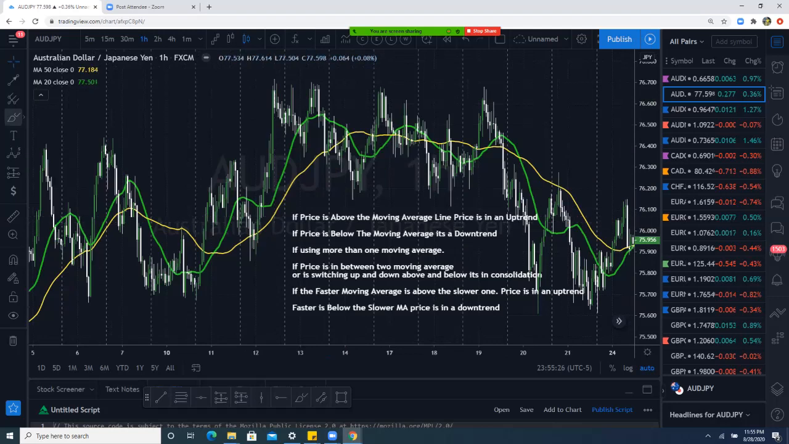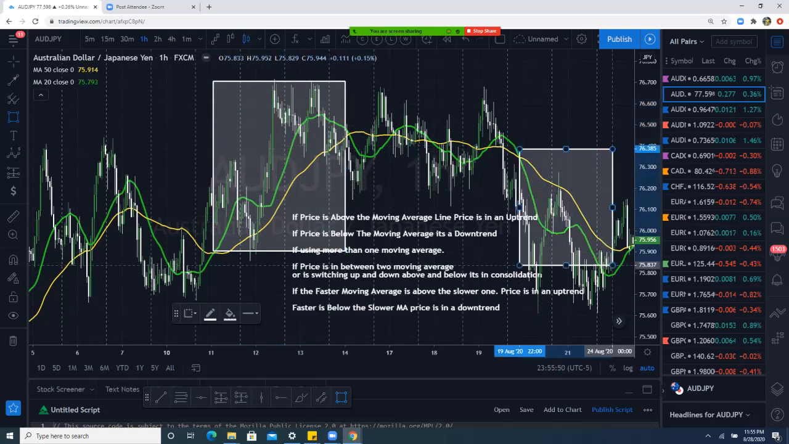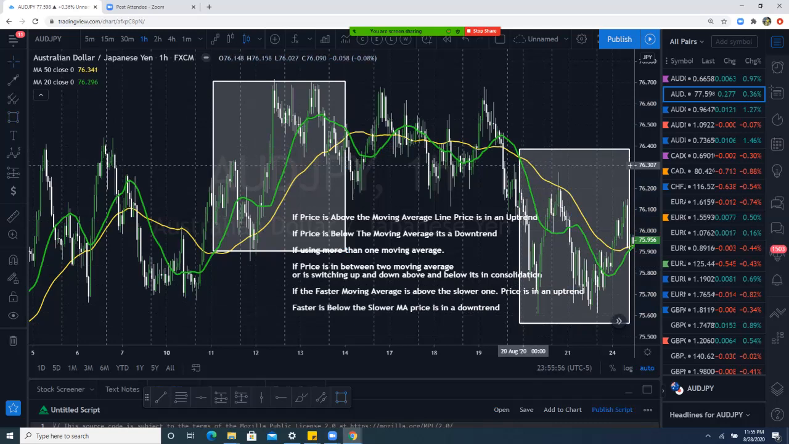So right here in this area, from there to there, the faster moving average, which is the 20 period green line, is above the slower 50 period yellow line moving average. Price is in an uptrend. And then from here to there, the green line is below the yellow line. So the faster moving average is below the slower moving average. Price is in a downtrend.